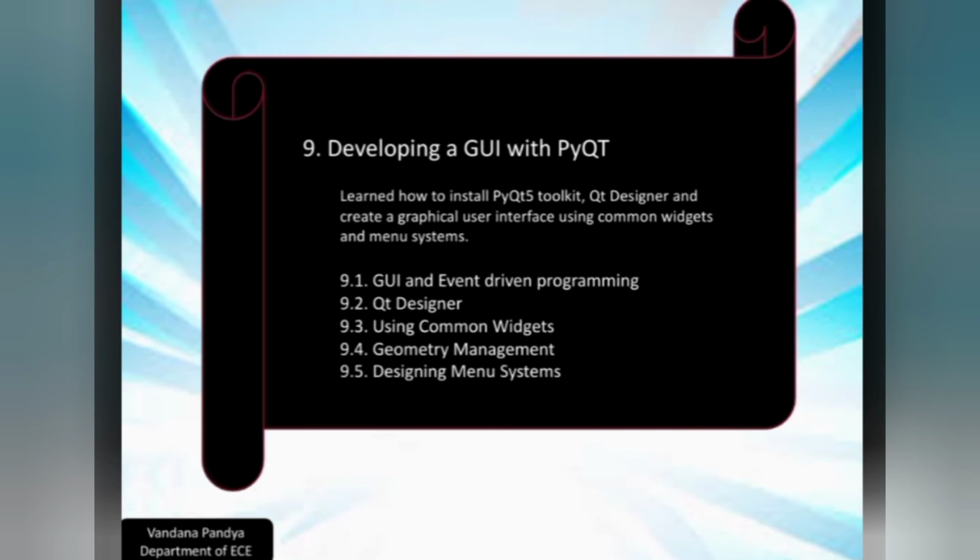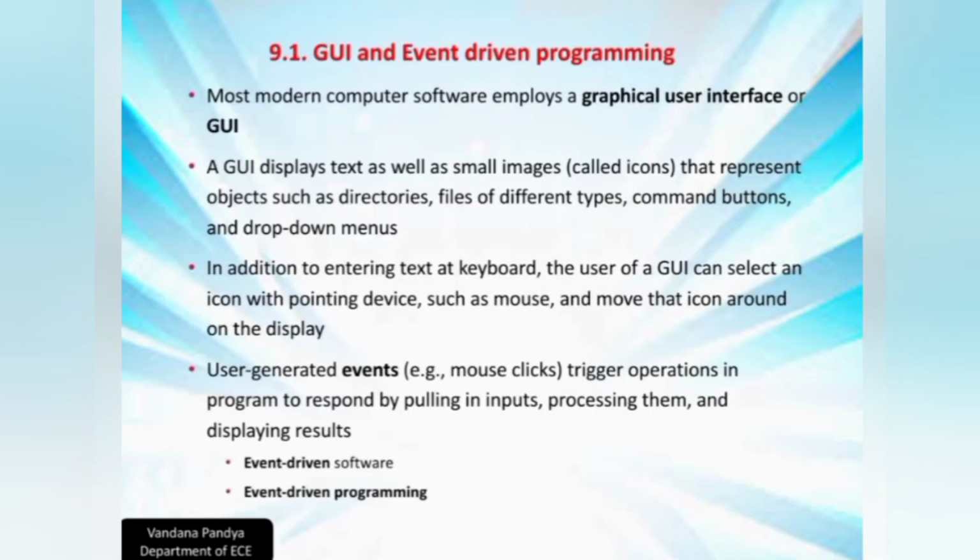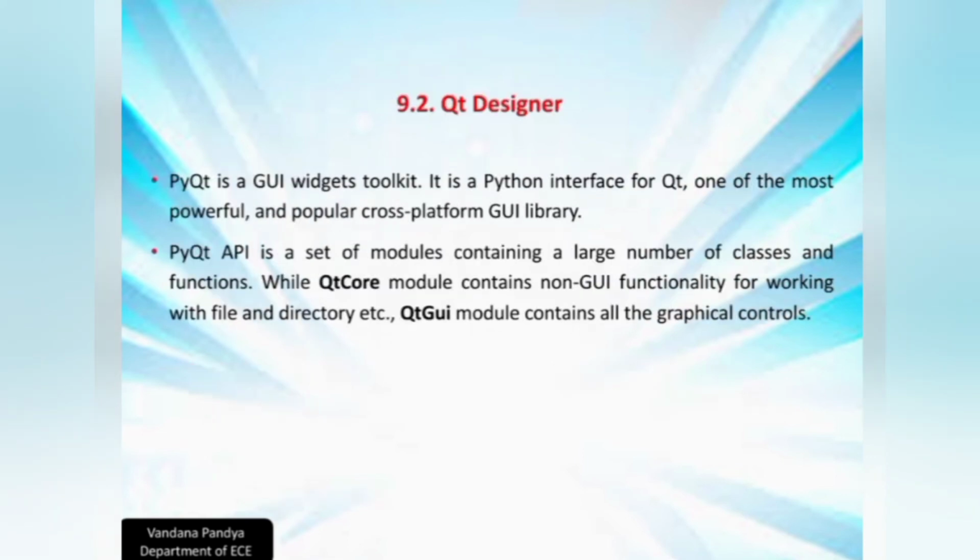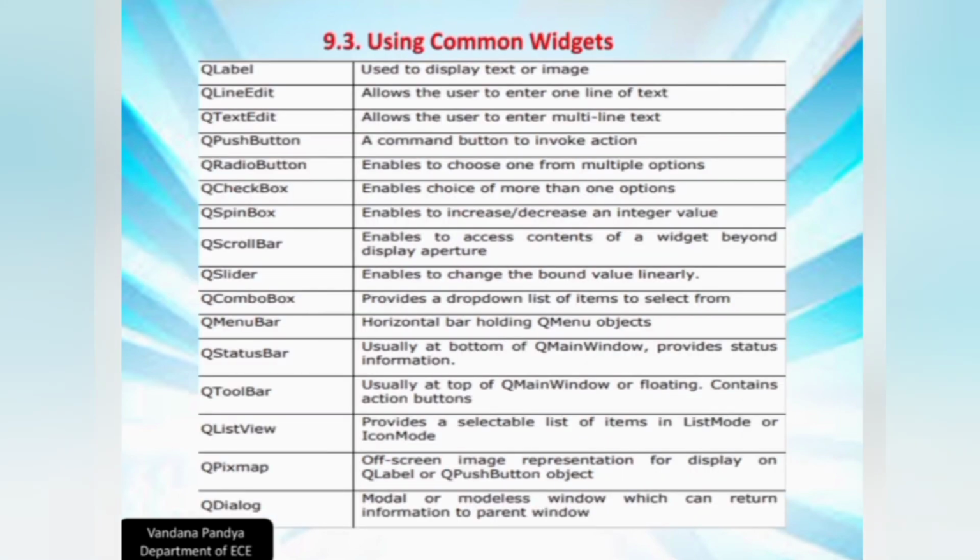The next module deals with how to develop a graphical user interface using Python. GUI displays text as well as small images, that is, icons that represent objects such as directories, files, buttons, menus, etc. Event-driven programming means user-generated events. PyQt is the Python interface UI widgets toolkit. It is a set of modules that contains a large number of classes and functions. There are some commonly used widgets with these specifications.